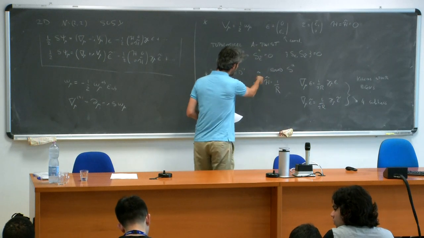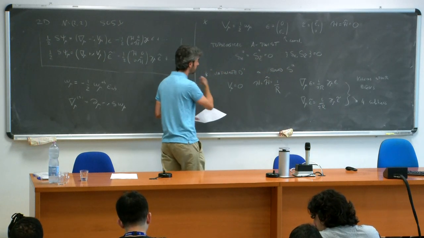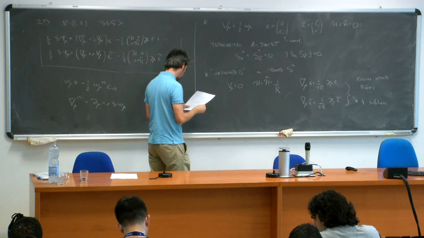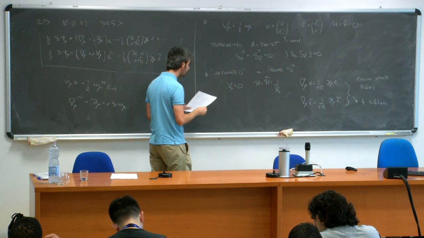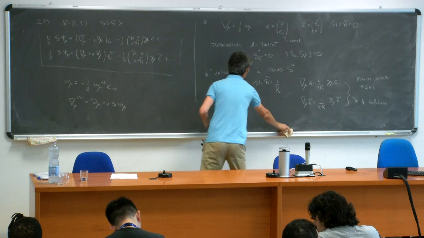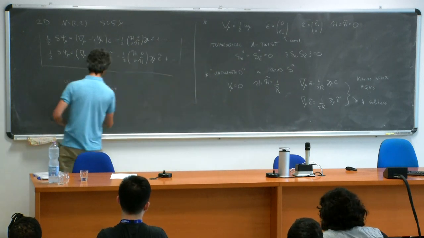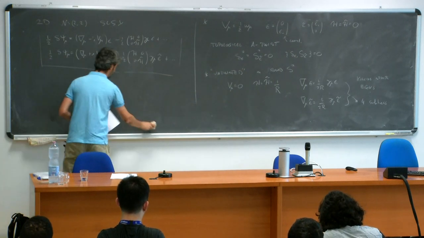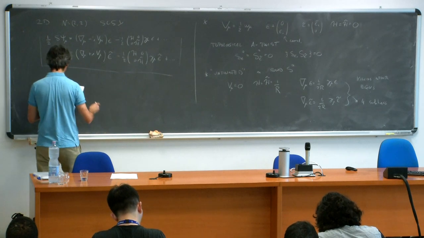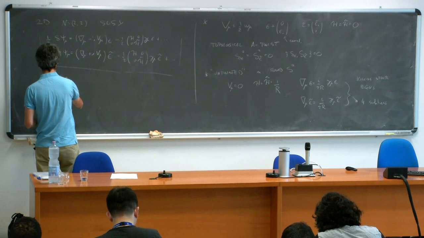And so this is interesting. If you want, this is new with respect to 30 years ago. This was not noticed before. And then once again, we can go back and plug into supergravity. And then we find, in this case, the supersymmetry algebra is deformed.